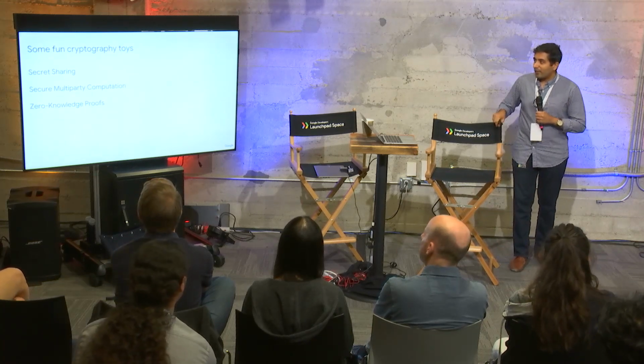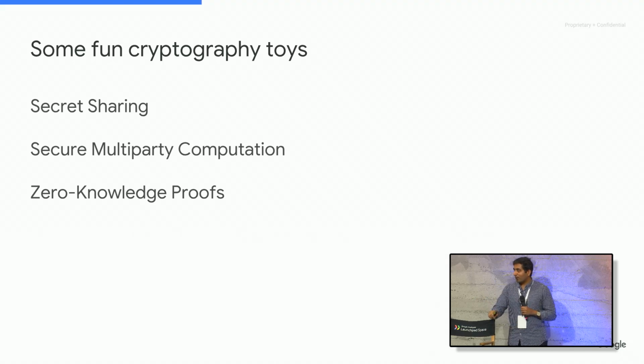So there are three very nice ideas I again want you to take away from this talk. I think they're useful. They may not be immediately applicable to you, but I think it's still really cool for you to know, and it might be useful. They're going to be secret sharing, secure multi-party computation, and zero knowledge proofs.